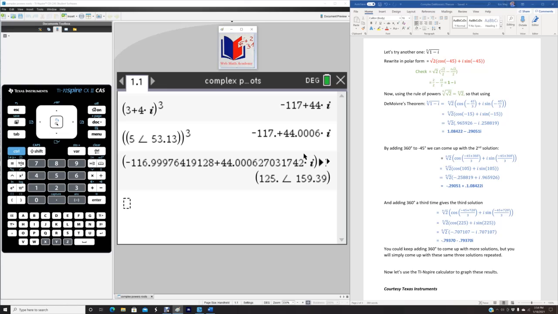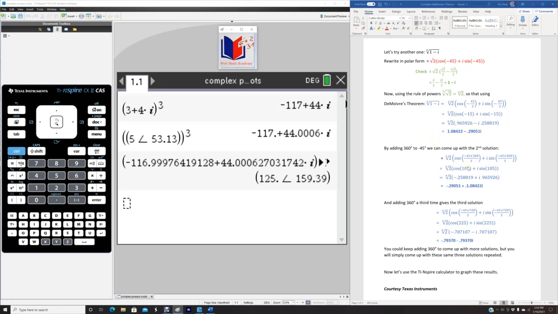So using De Moivre's theorem, the cube root of 1 minus i equals the sixth root of 2 times cosine of negative 1/3 times 45 plus i sine of negative 1/3 times 45. Negative 45 over 3 is simply minus 15, and sine minus 15. If we calculate those values and multiply by the sixth root of 2, we come up with our solution, 1.08422 minus 0.29051i.